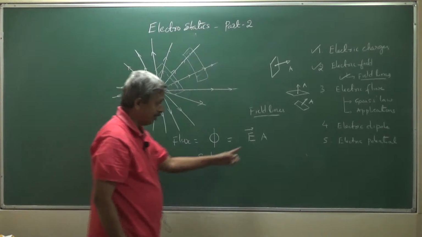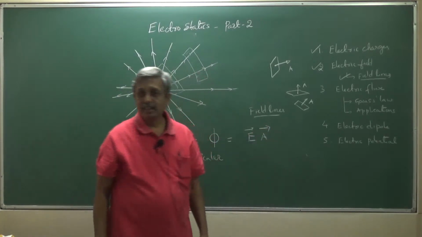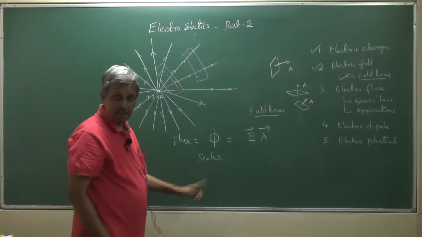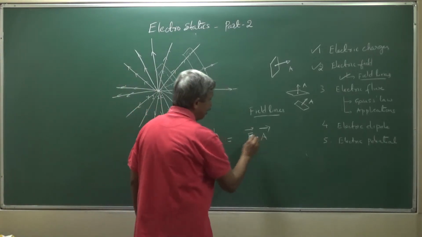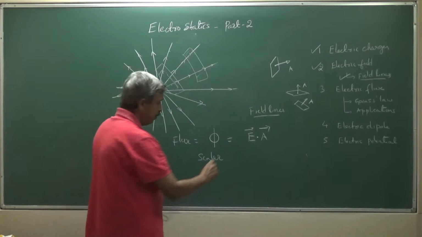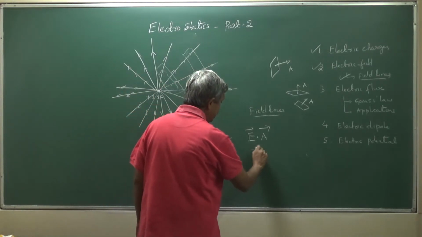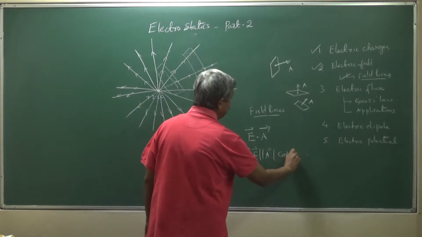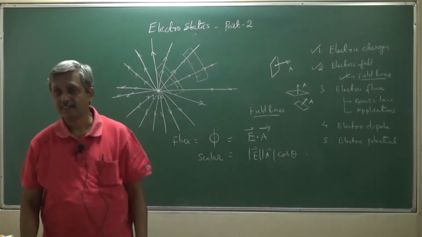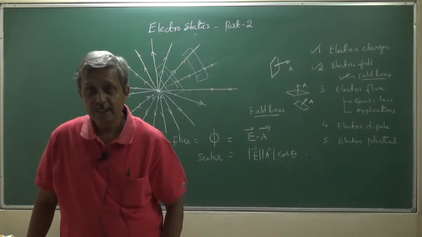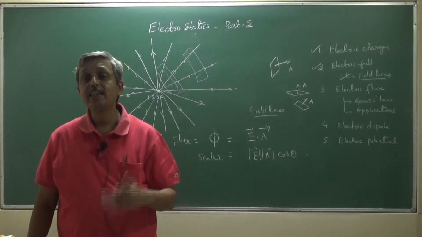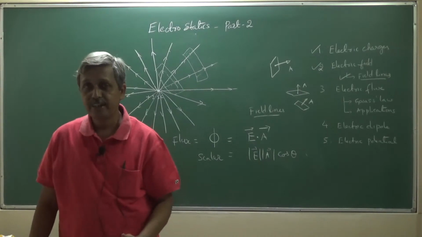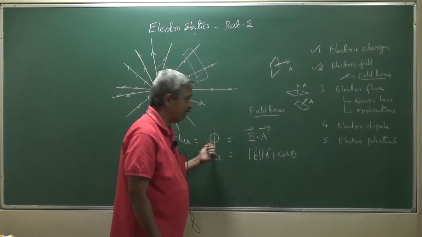Now when you have two vectors, area is also a vector and E is also a vector. When you multiply two vectors to get a scalar, you have to multiply using a dot product. A dot product is given by E magnitude into A magnitude into cos theta, where theta is the angle between the vectors. So the area vector and the E vector, it's basically the angle between those two vectors that you have to use to calculate the flux.